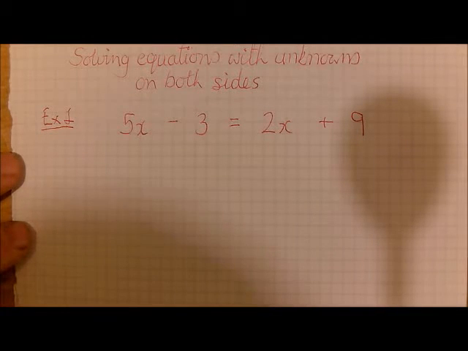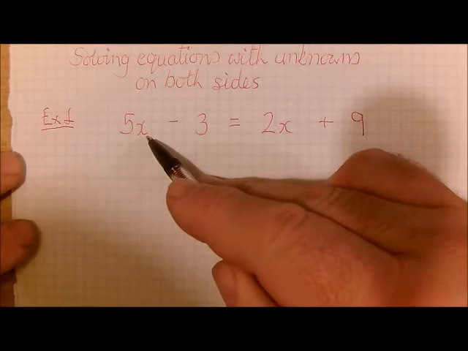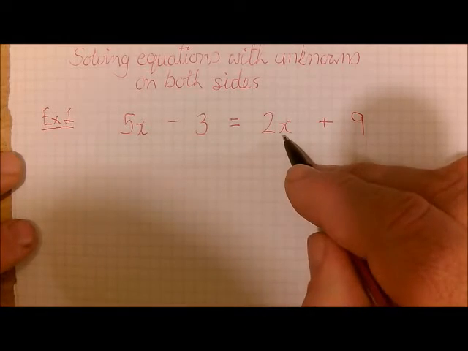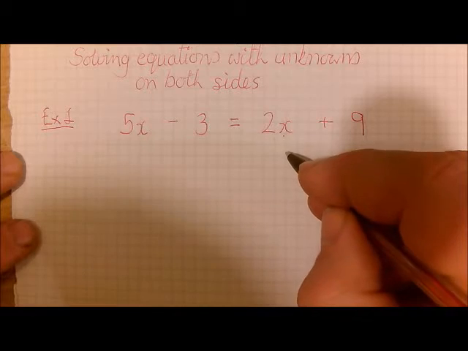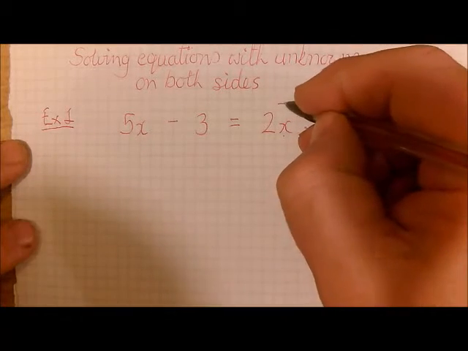Here is an equation with unknowns on both sides. I need to examine both sides of the equation and find the side with the smallest value of unknowns. 5x on the left hand side, 2x on the right hand side. 2x is the smallest, so I'm going to eliminate it from the right hand side by subtracting 2x.